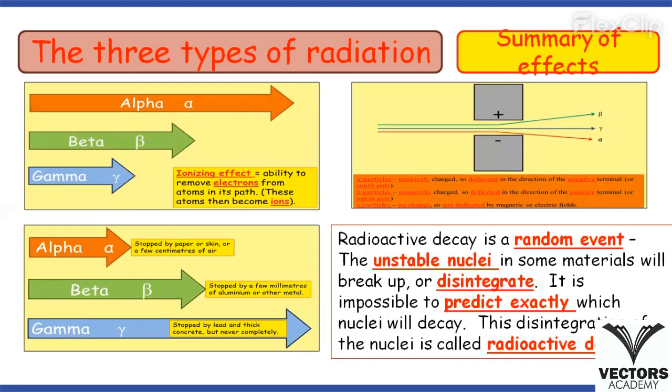Radioactive decay is a random event, and the unstable nuclei in some material break or disintegrate. It is impossible to predict exactly which nuclei will decay. This disintegration of the nuclei is called radioactive decay.